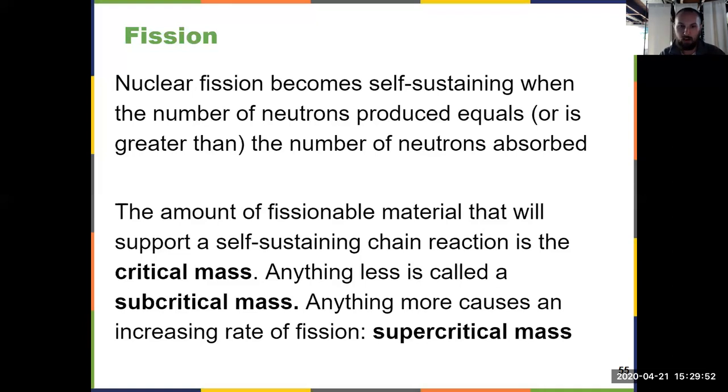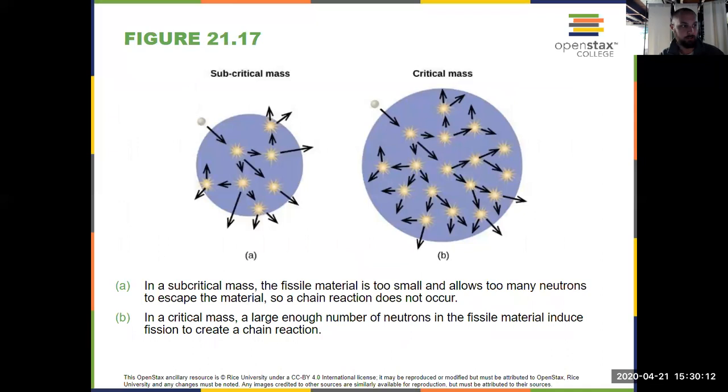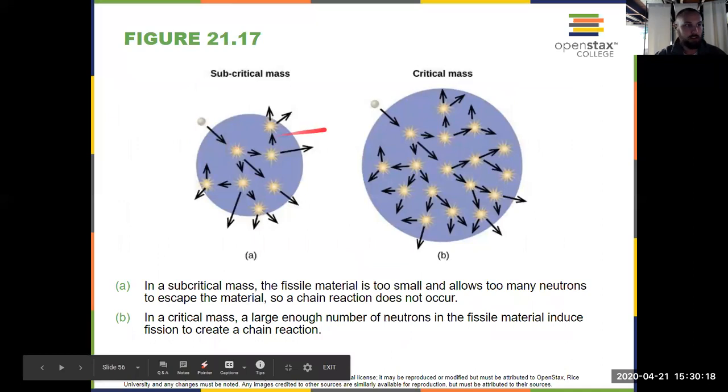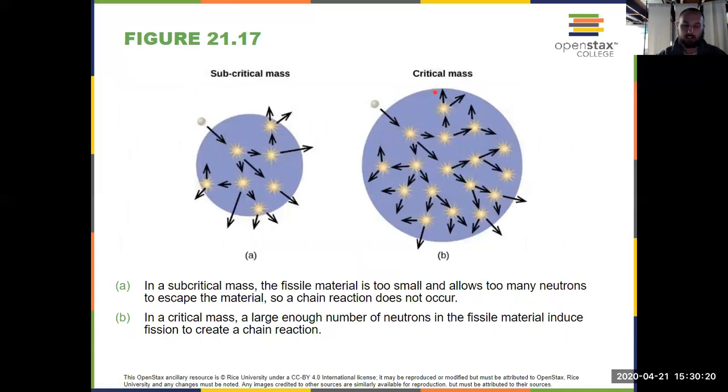The amount of material that we need to support a self-sustaining chain reaction, that's called the critical mass. If you don't have enough, it's called subcritical, right? It won't continue on, even if you have enough neutrons, because you do need a certain amount of material. But if you have too much, right, you've exceeded the critical mass, and it causes the rate of fission to speed up. That's a term you've probably heard, the supercritical mass, right? Which, depending on your application, you probably want to avoid, right? And here's what those look like, right? Subcritical mass, I don't get enough neutrons for the reaction to continue. Critical mass, I get enough neutrons to continue popping off energy.